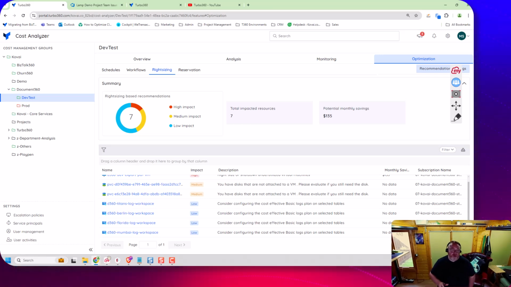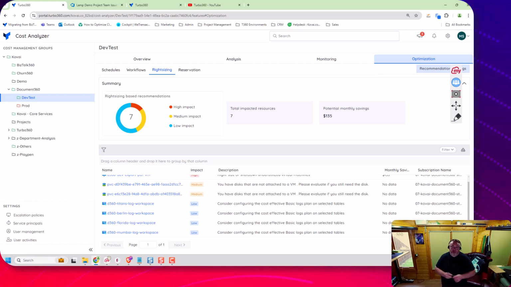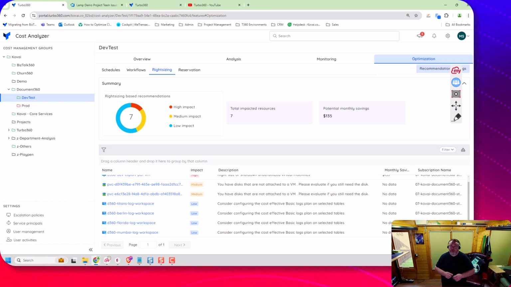And really in Turbo 360, our use case is to give you these recommendations in the scope that you're looking at on that tree view, so it becomes easy, in my case, for the Document 360 team to manage their recommendations. Our Turbo 360 team would manage their own, and our other product teams would manage their own recommendations. And we hope this would translate to making it a lot easier for a customer in their various teams and departments to manage cost.